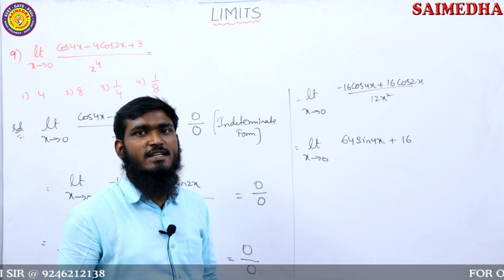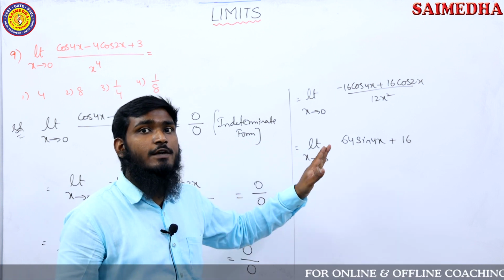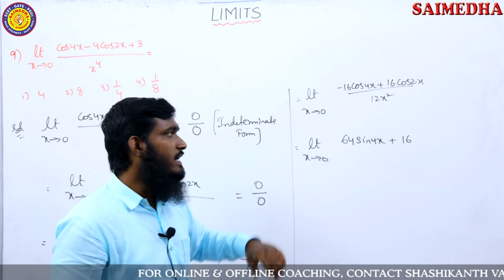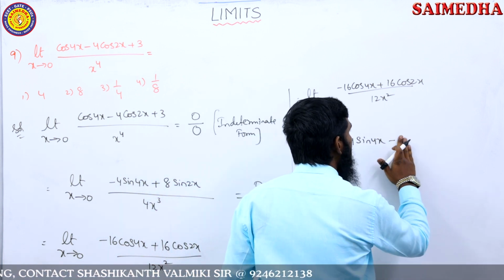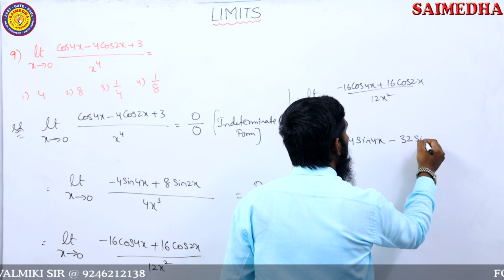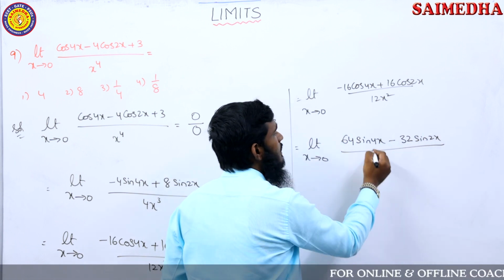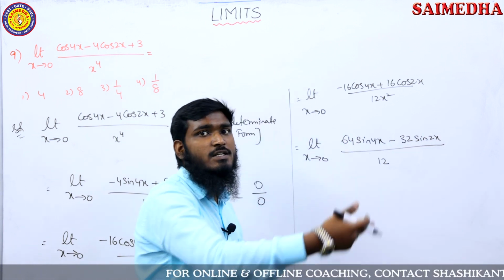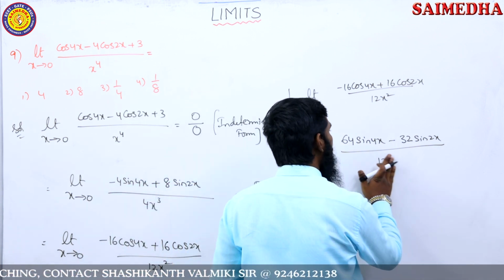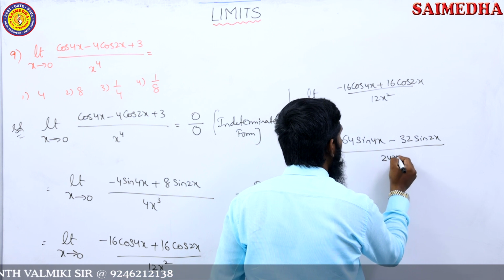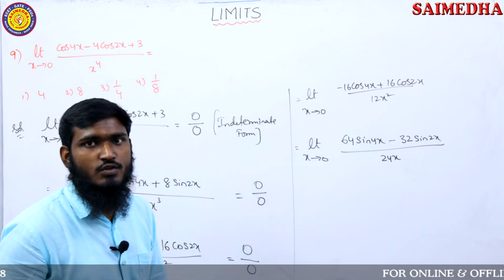Now cos 2x is given. What is the formula for cos 2x? It will be minus 2 sin 2x. So this part will become minus, and 16 times 2 is 32 sin 2x, divided by 12 x square, we are writing as it is. If you are differentiating x square, it will be 2x. So 12 times 2 is 24. 24x we have taken. Understood?